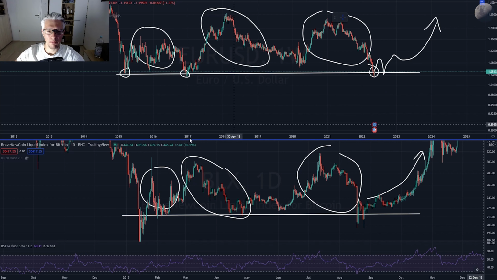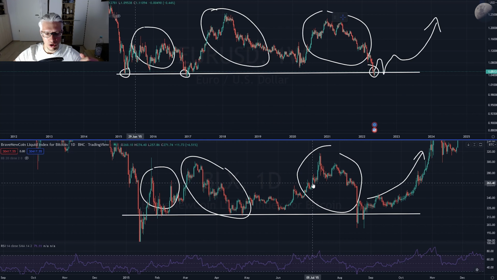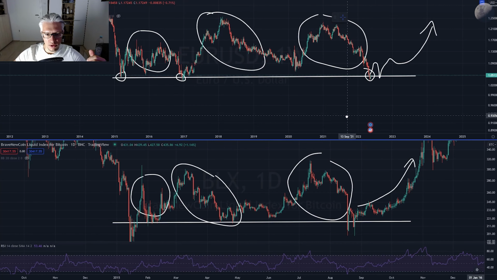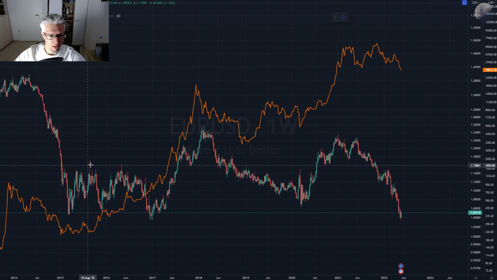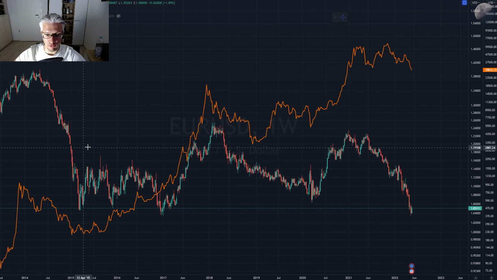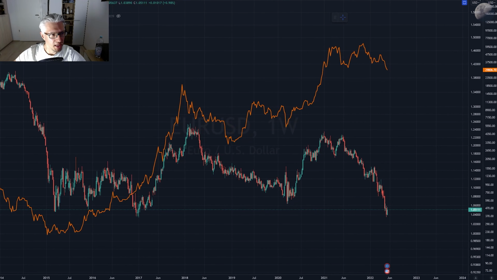So what would happen if the Euro USD now rebounds and starts going upwards? I mean, this structure looks similar. There's also this bullish divergence as we saw in the long-term RSI. So what would happen now if the Euro USD suddenly started reversing as Bitcoin did back in 2015? What that would mean is that if we load the chart from 2015 onwards, well, we can imagine what would happen, right? We get a rebound here.